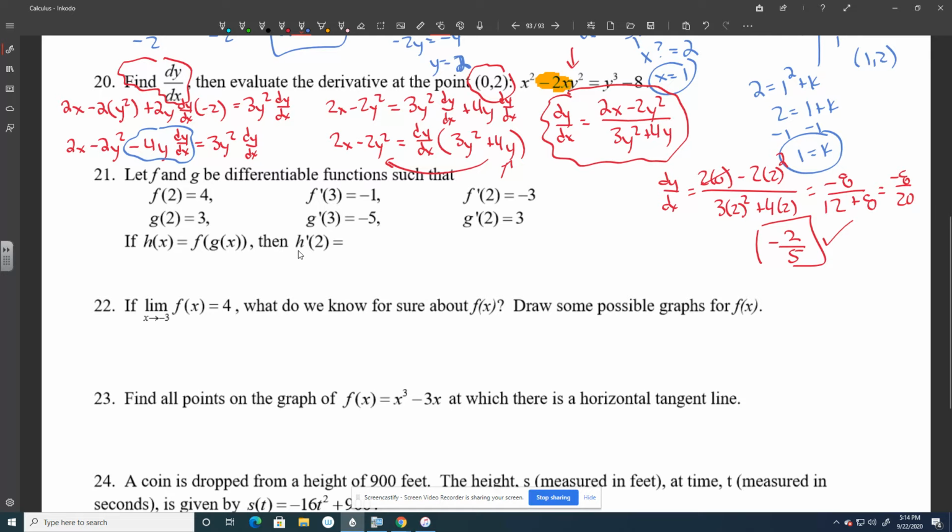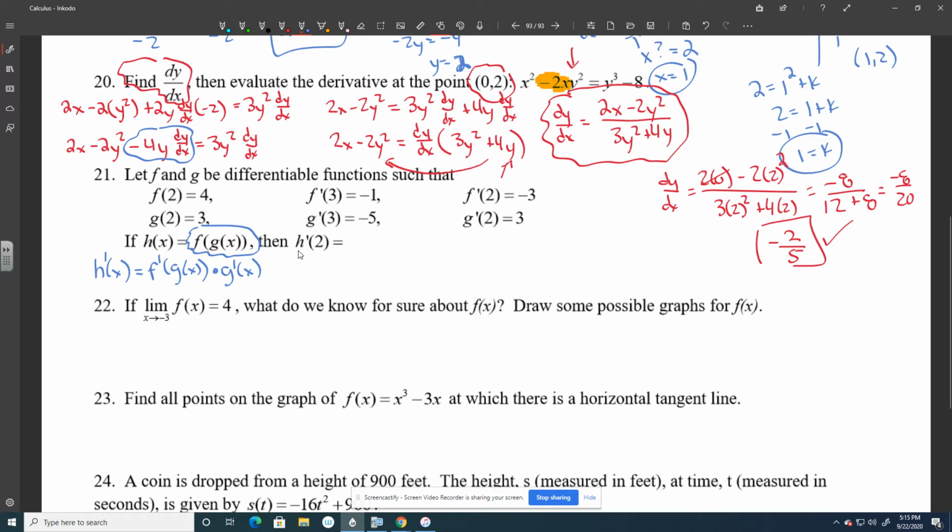Before I can find h prime of 2, I've got to find h prime of x, which means I've got to take the derivative of this right here. So to do that, I take the derivative of the outside and I leave the inside the same. So the derivative of f is f prime, but I leave the inside the same. But the chain rule tells me I have to multiply by the derivative of the inside.